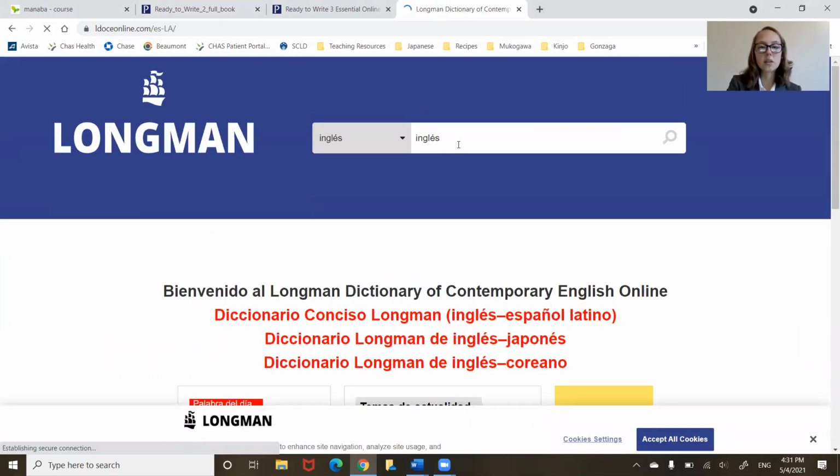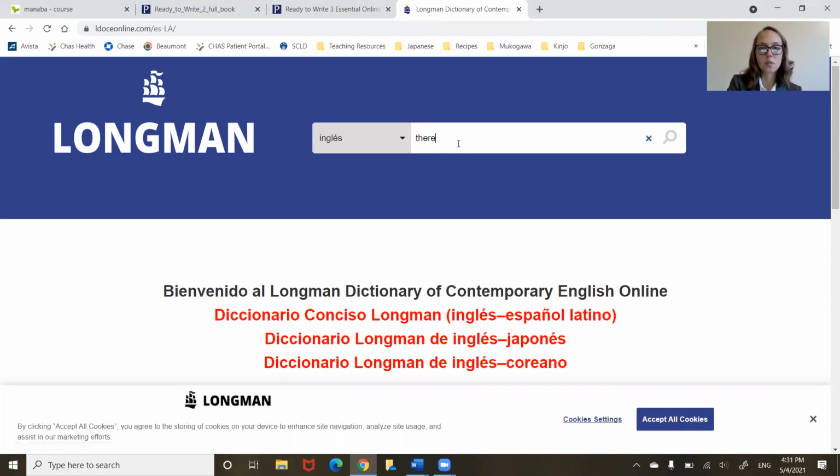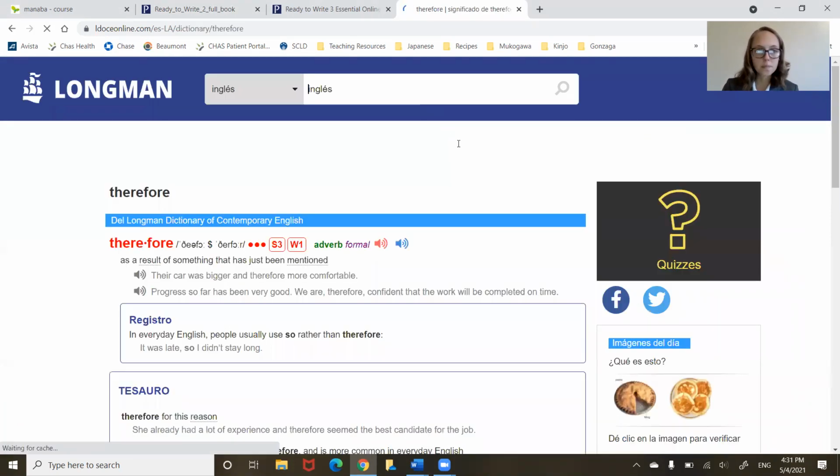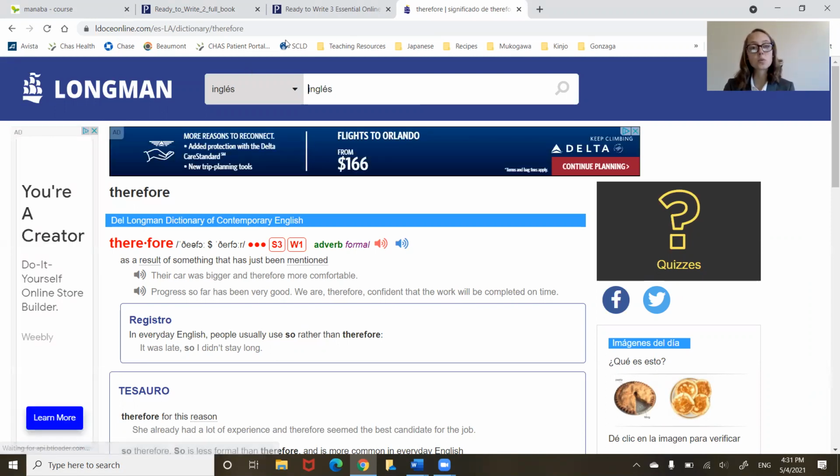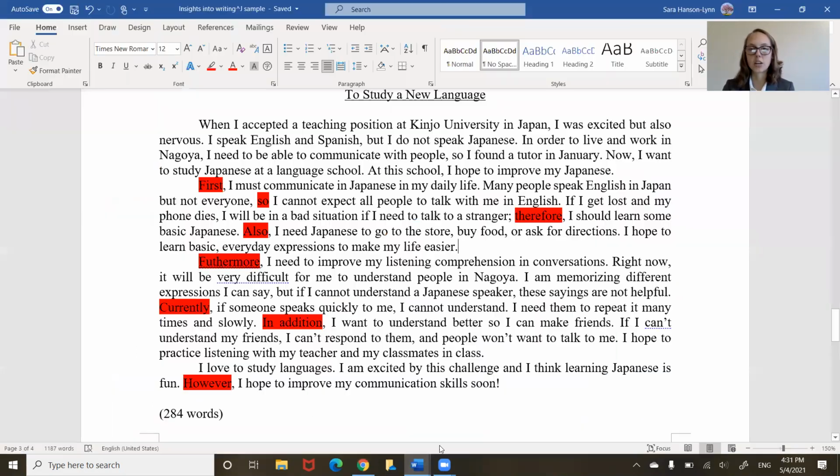And you can come in here and you can look it up. For example, I use the word therefore, and as a result, right? As a result, that's what therefore means. So you can always use this for your dictionary. Okay. This is the end of our editing.